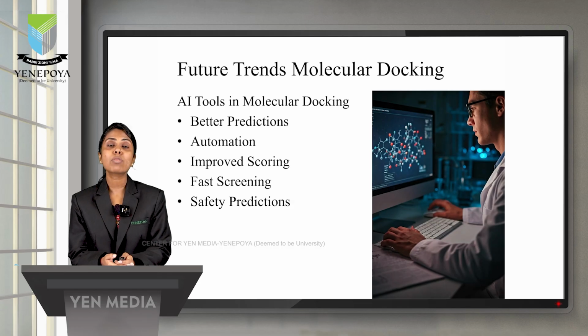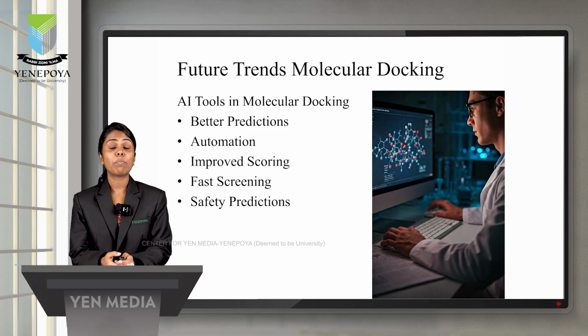Improved scoring. By using a smarter scoring function, by analyzing all the interactions between the ligand and the target site, we can select the best candidate compounds for further studies. Fast screening is nothing but if an AI tool can screen thousands and millions of compounds in a fraction of a second, it means our result will be faster.